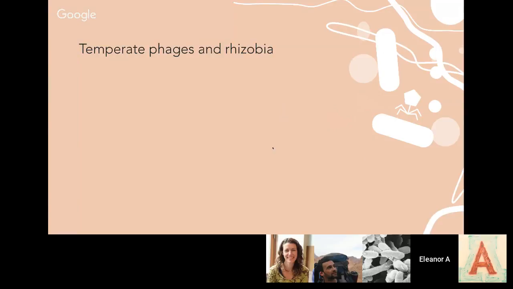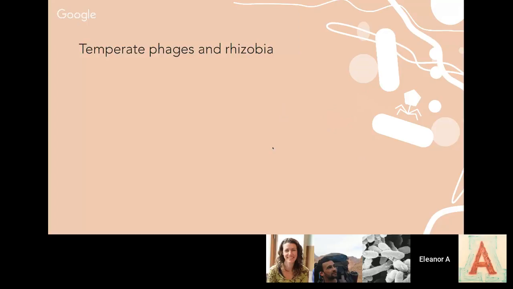So for this project, I'm moving from plasmids into looking at temperate phages, and these are really the ultimate, I think, mobile genetic elements, because they're both phage and these integrative elements that can be mutualistic to their bacterial hosts.